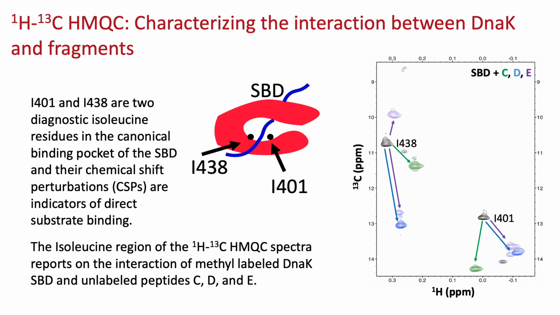As you can see on the figure on the right, in black is a spectra for the empty SBD, which is overlaid with the SBD interacting with peptides C, D, and E. C is in green, D is in blue, and E is in purple. Each peptide has a different methyl resonance fingerprint, and there is slight peak splitting visible for peptide E in both isoleucines.